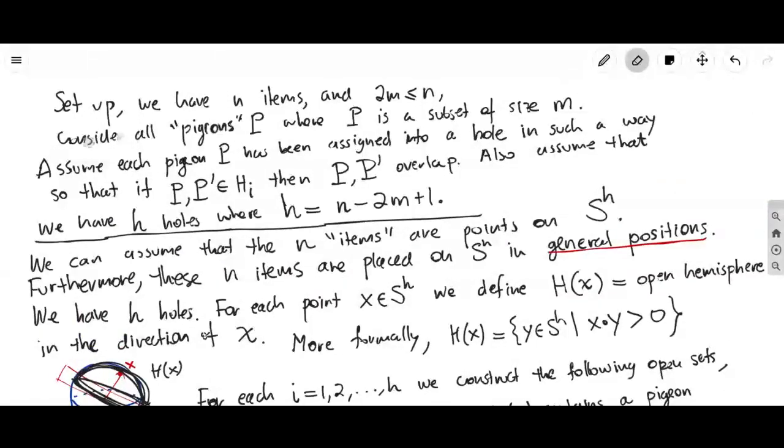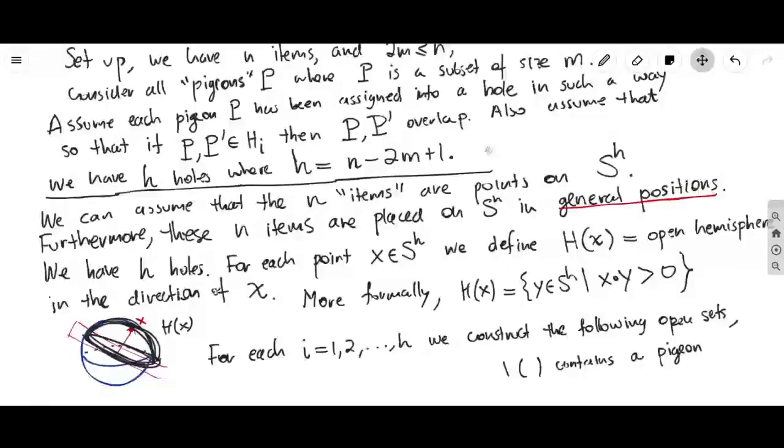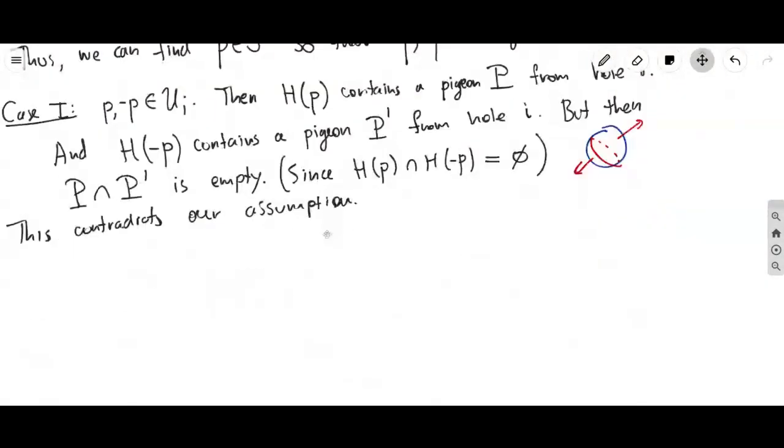So this was the setup. We're going to consider pigeons, and we're going to assume that every pigeon has been assigned to a hole in such a way that if two pigeons come from the same hole, then they overlap. In other words, we were supposing Kneser's conjecture was false, and that would be the implication. That would mean that there's a way to assign those pigeons so that they always overlap. Okay, so this is impossible.